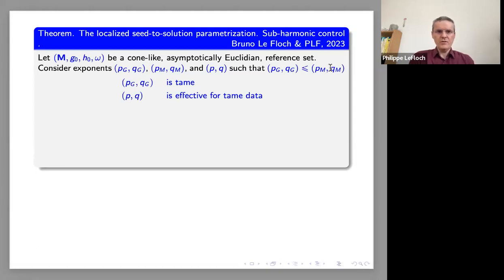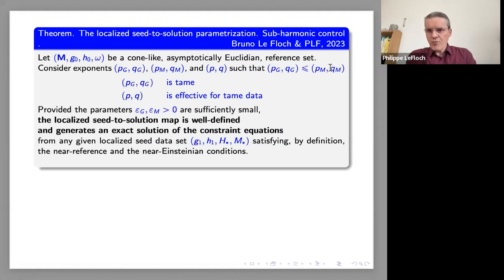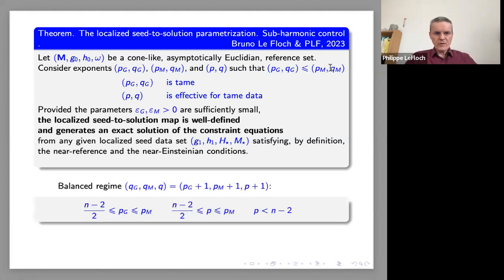So we are given a cone-like asymptotically Euclidean reference set. We consider exponents where PG, QG is tame the way I define it. PQ is called effective, so in particular, it has to be sub-harmonic. And then we can now prove everything I announced before: that there was a seed to solution map that you could define and generate an exact solution. So this is indeed true. I have this map. And to prove that, you need to prove, as I mentioned before, the cone estimate, the Poincaré estimate with weight. The weight should be consistent with my assumptions on my different exponents. Okay, so this is it.